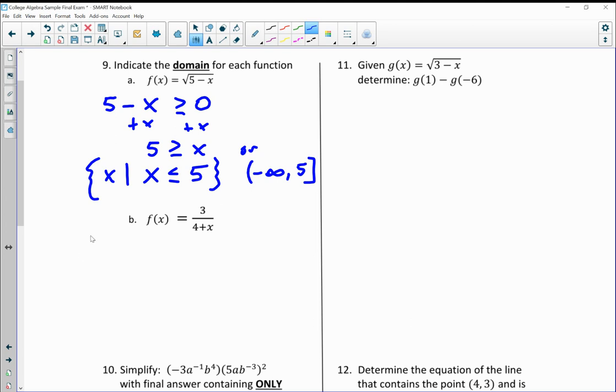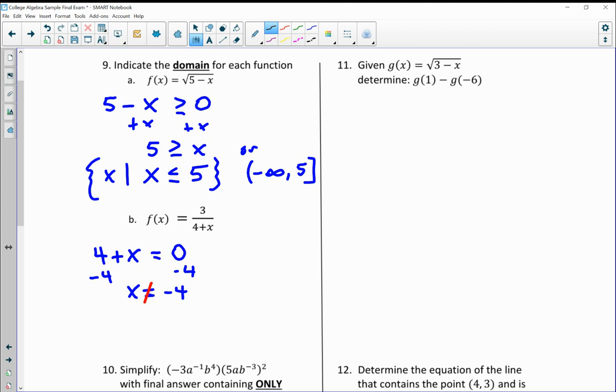For our next one, we have a rational function. So in the rational, remember the denominator cannot equal 0, right? So we would set and figure out the denominator, what value would equal 0, and that's the value we would exclude. Okay, so 4 plus x, set that denominator equal to 0, minus 4, minus 4, so we know x equals negative 4. So therefore, when x doesn't equal negative 4, we have our domain.